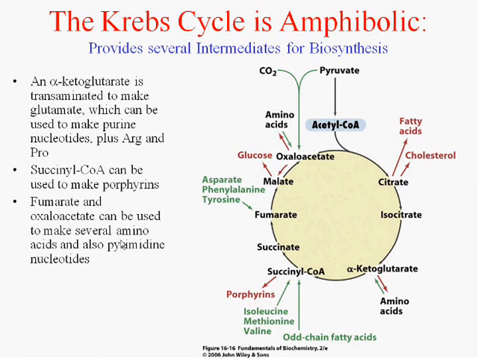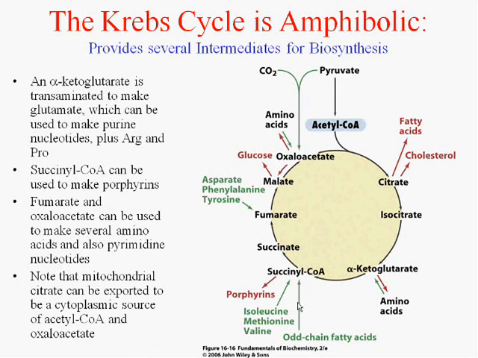Another example is that fumarate and oxaloacetate can also be used to make amino acids, and amino acids, as you can see, can also be broken down into different intermediates in the TCA. For example, amino acids can be broken down into alpha-ketoglutarate. Citrate, you can see here, can be used to make cholesterol and fatty acids as well. Malate can be used to make gluten. And don't worry about this last statement about the citric acid cycle.